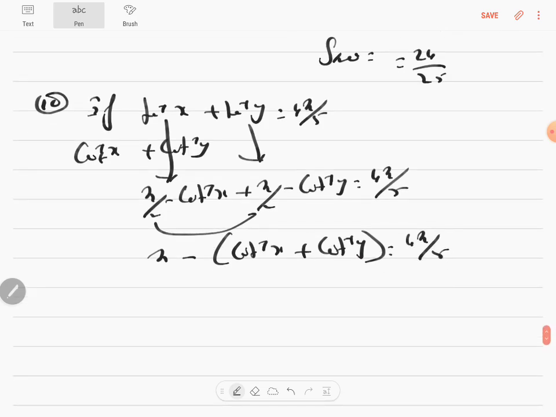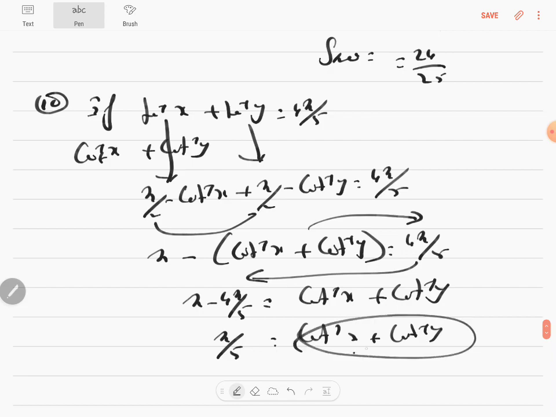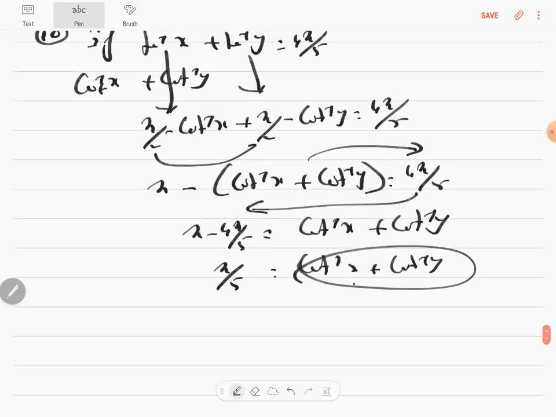So taking this to that side and this to this side, pi minus 4 pi by 5 is what cot inverse of x plus cot inverse of y is. So pi by 5 is cot inverse of x plus cot inverse of y, and they have asked you to find that value only. Find the value of cot inverse of x plus cot inverse of y.